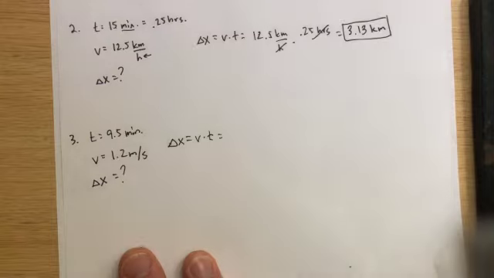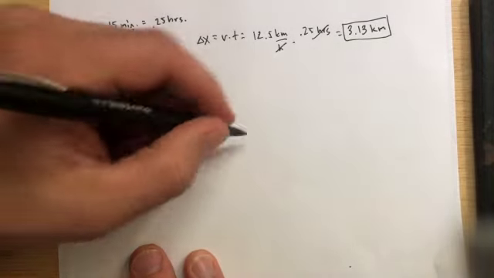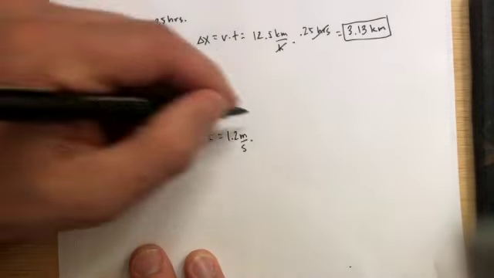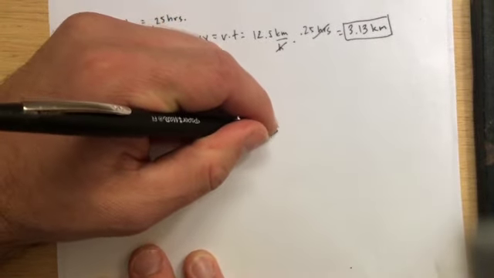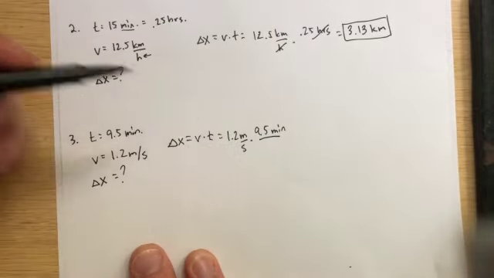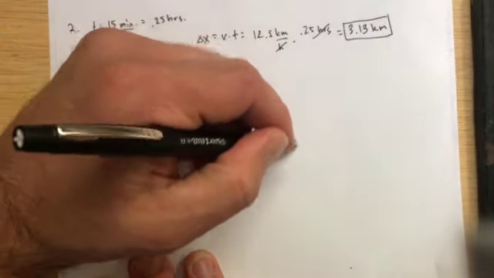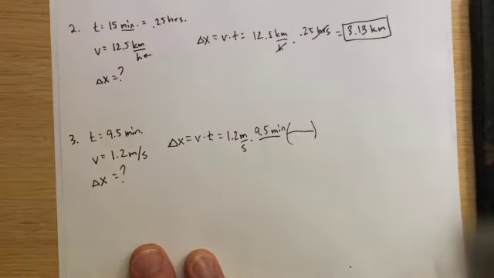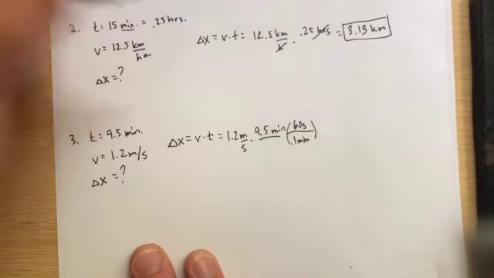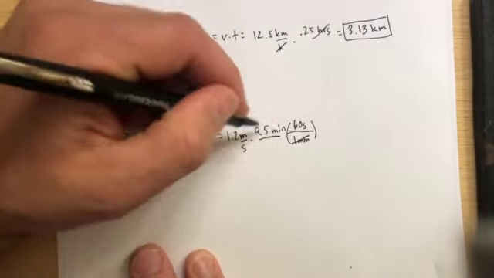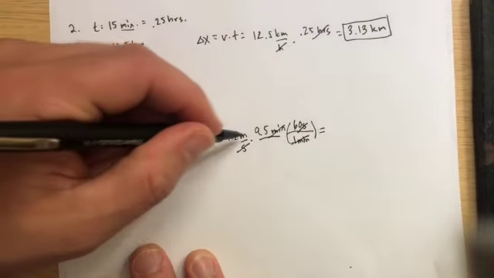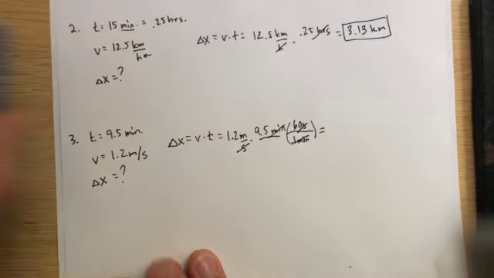This time I won't convert first. V is 1.2 meters per second, and time is 9.5 minutes. Again, seconds and minutes don't cancel each other out, so we have to change minutes into seconds. 1 minute is the same as 60 seconds. So minutes cancel minutes, seconds cancel seconds, and I go 1.2 times 9.5 times 60.